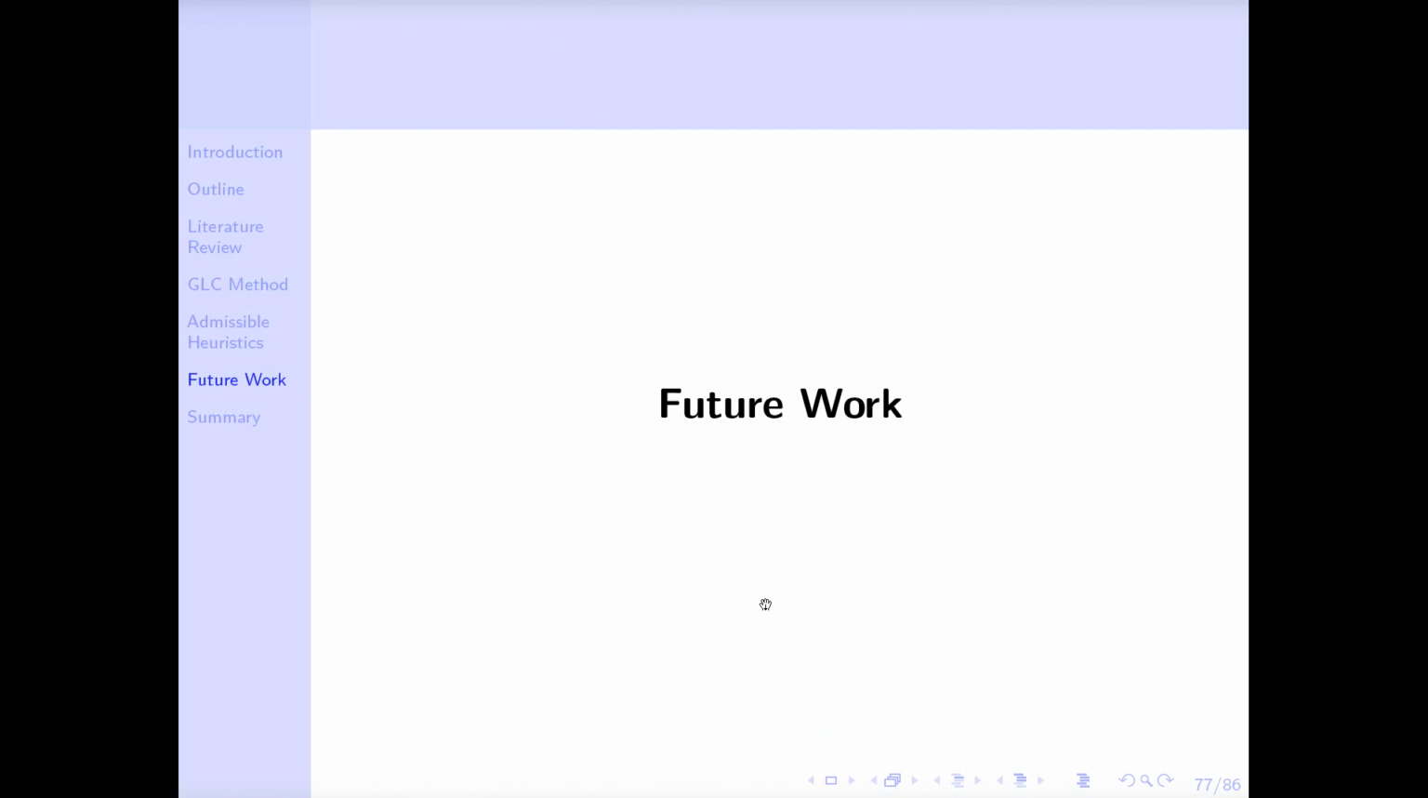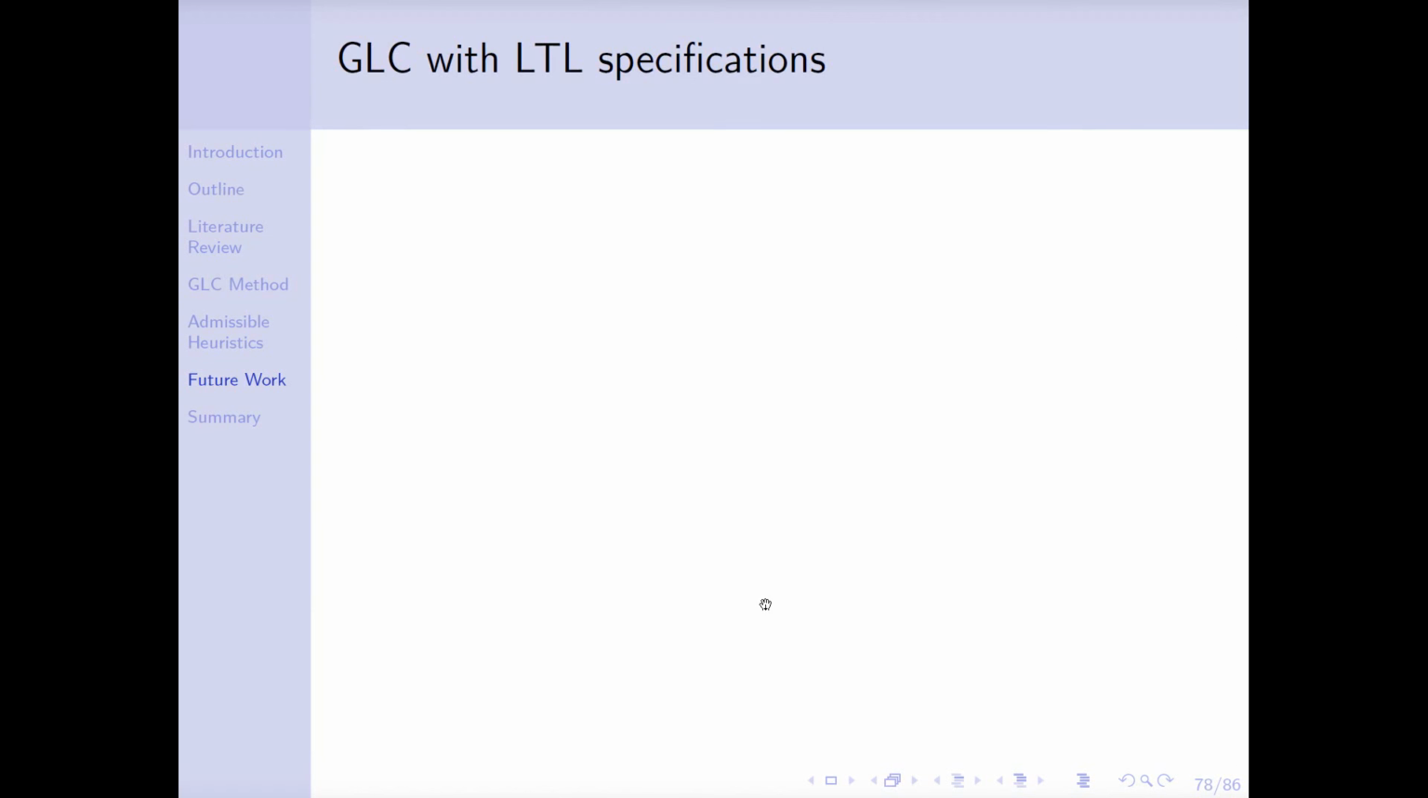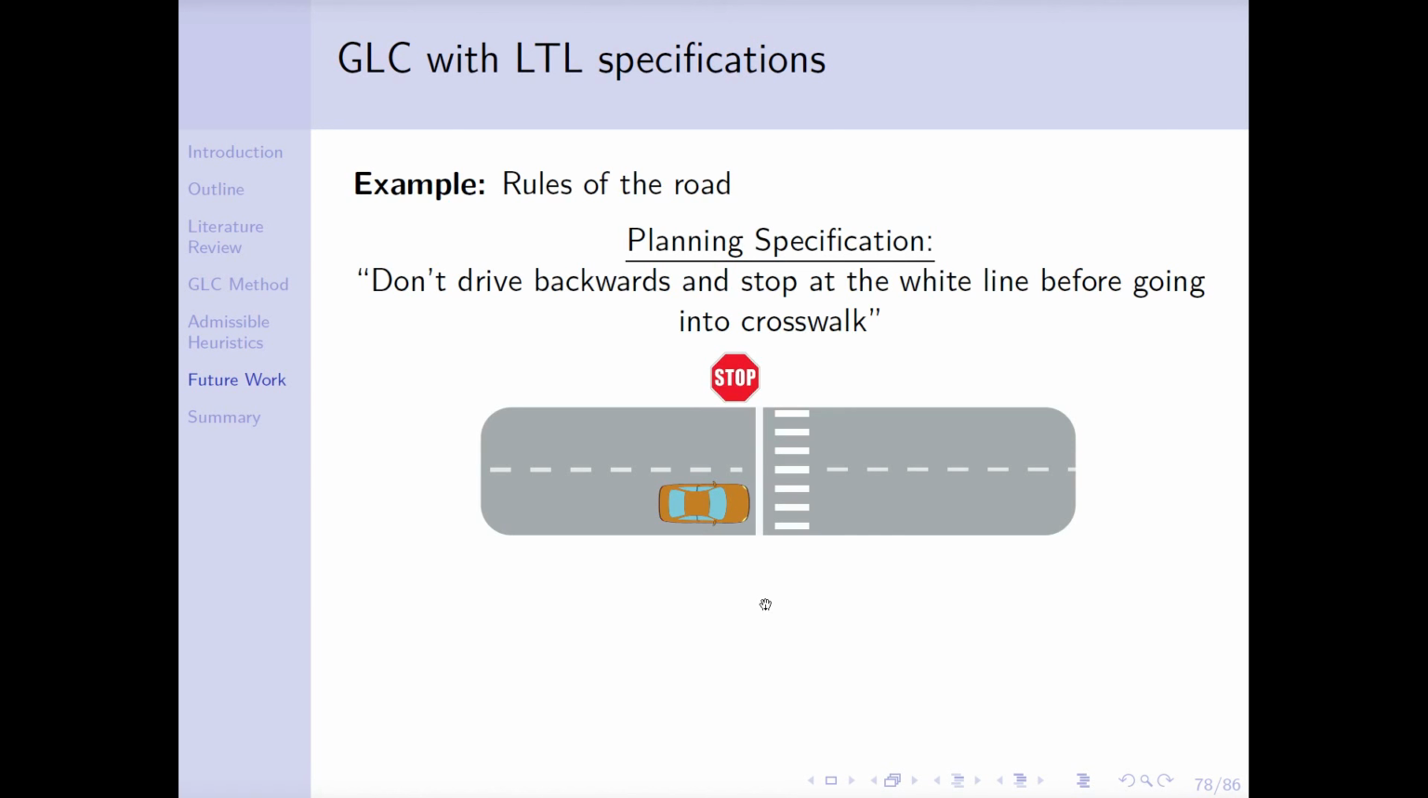So that covers the main contributions of this work, and now I just want to spend some time going over some extensions and possible future work. I think the natural next step is to consider more complex specifications than the standard motion planning problem. Specifically, I'm interested in looking into specifications in linear temporal logic. Let me give an example of what I'm thinking. Let's say instead of avoiding obstacles and eventually finding the goal, we want to consider rules of the road for motion planning for an autonomous vehicle.